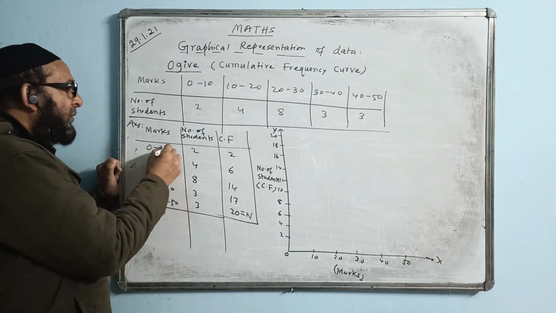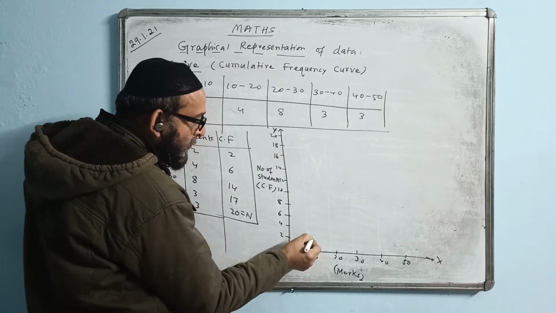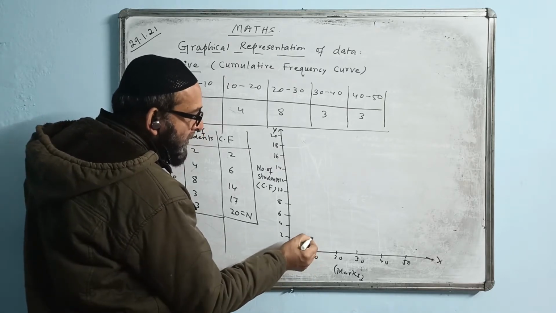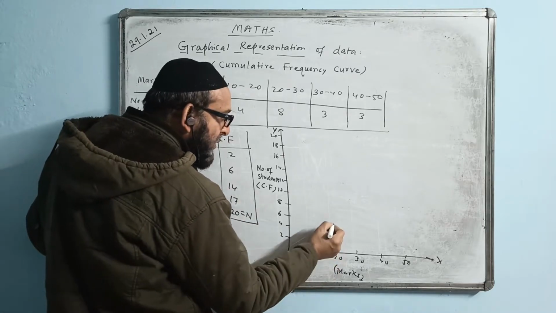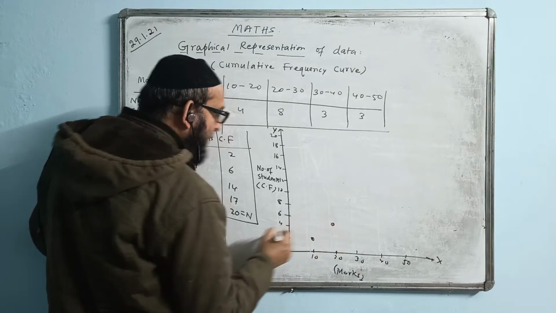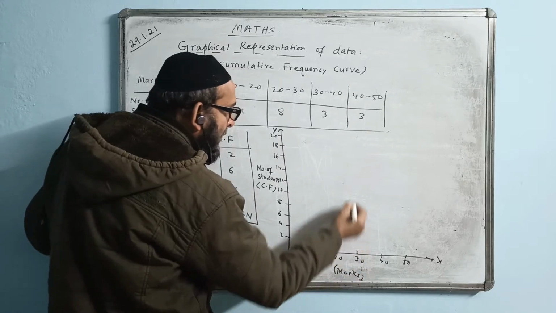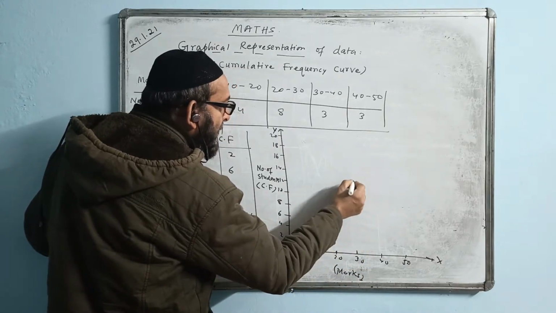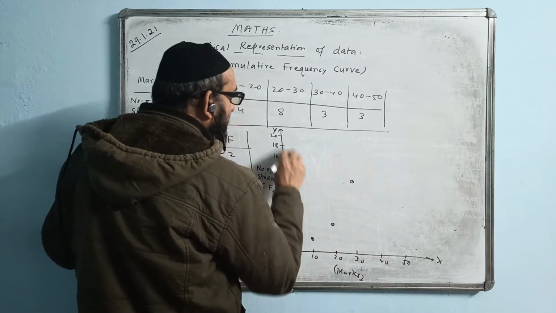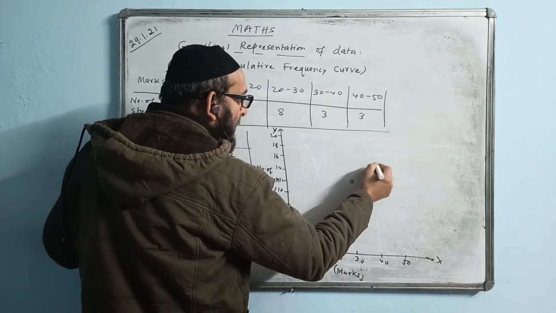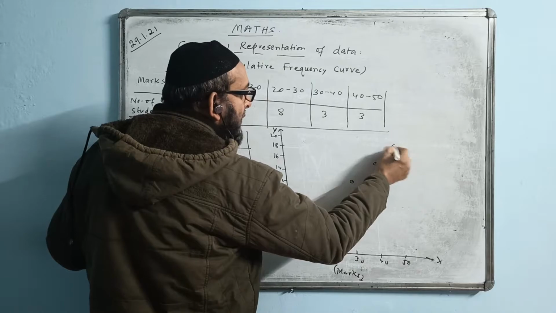The first value: in front of 10, what is the first value? 2. In front of 10, we have 2. We'll put 2 here and circle it. Next value is 6. In front of 20, we put 6, a dot, and circle it. Next one is 14, in front of 30. 14 is here. I'll circle it. Next one is 17. In front of 40, 17 will come exactly between 16 and 18. I'll put a dot and circle. For 50, the last value, 20 is here.